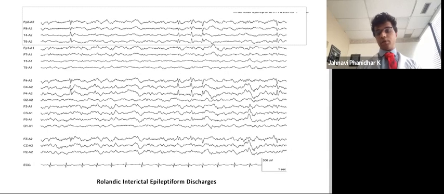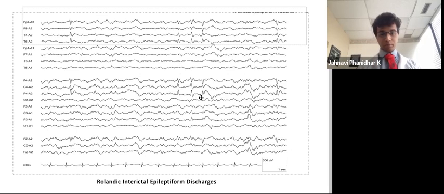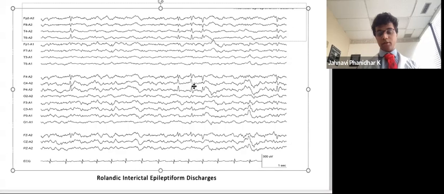Rolandic interictal epileptiform discharges are a specific type of discharge seen with a specific type of epilepsy called benign Rolandic epilepsy of childhood. We can see that they have a characteristic triphasic waveform here, and they occur with transverse dipoles, like the electrodes that are on the same parasagittal or transverse lines. And they occur in quick succession, which is characteristic of the Rolandic seizures.